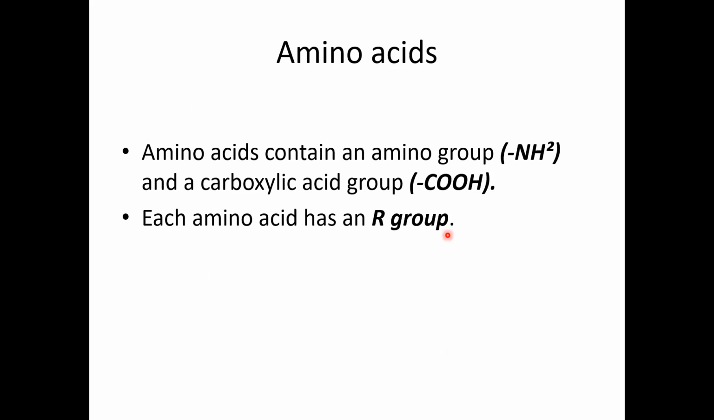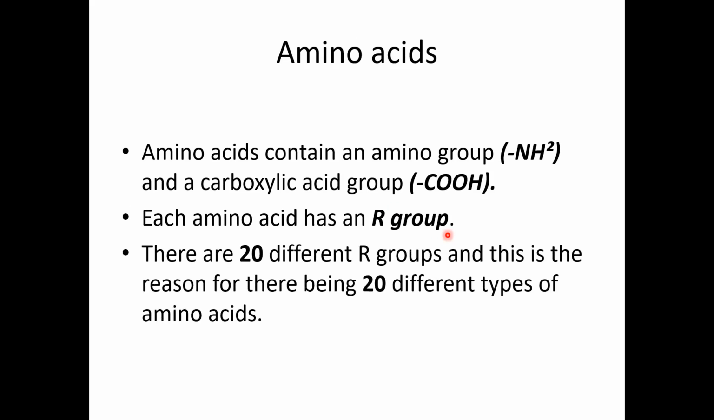Each amino acid also has an R group. There are 20 different R groups. This is the reason for there being 20 different types of amino acids. So why are there 20 types? Because the R groups differ.